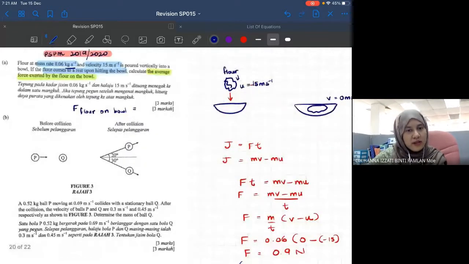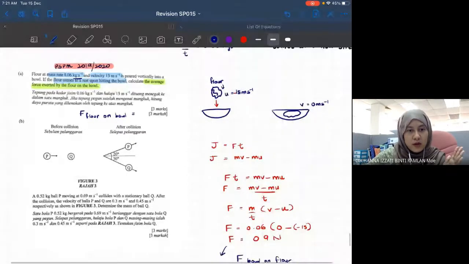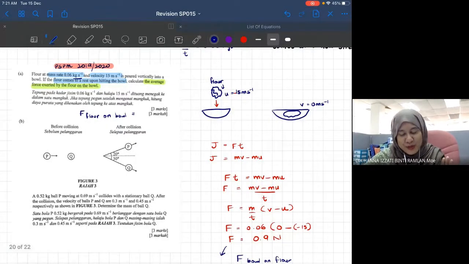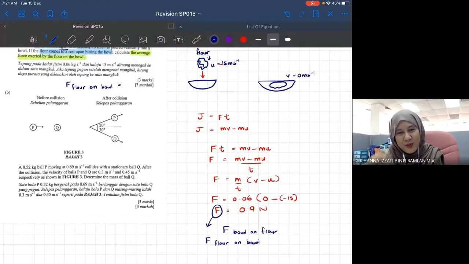But the question is about the force of flour on bowl, but we don't know this force. Is it bowl on flour or flour on bowl? Okay, so the answer is the force over here.